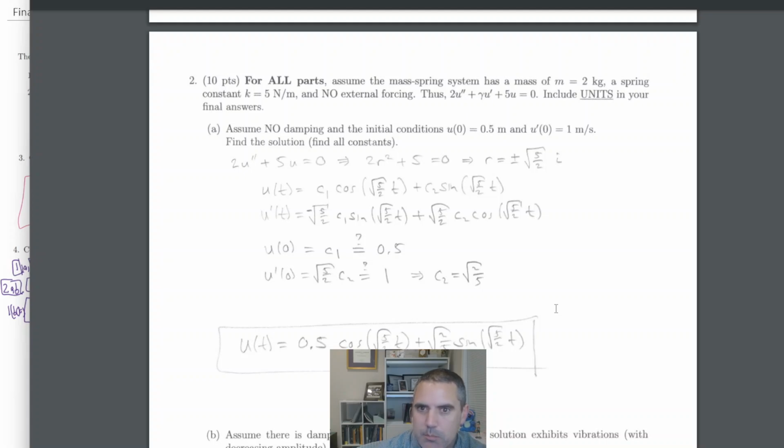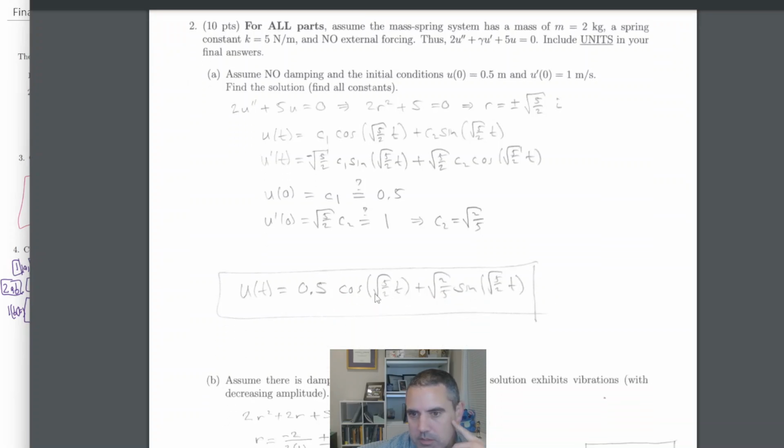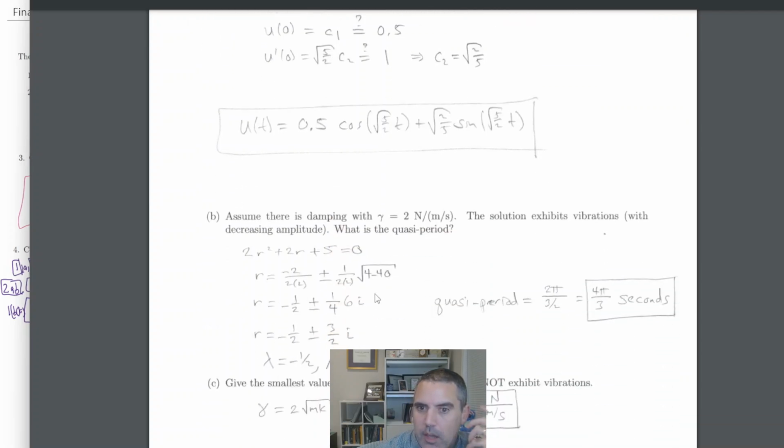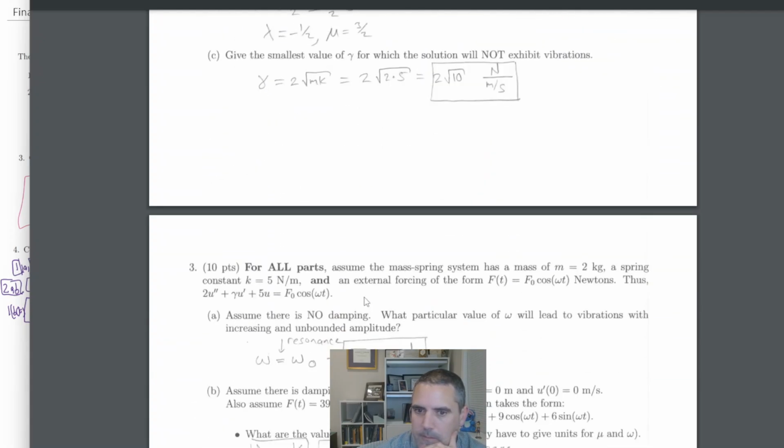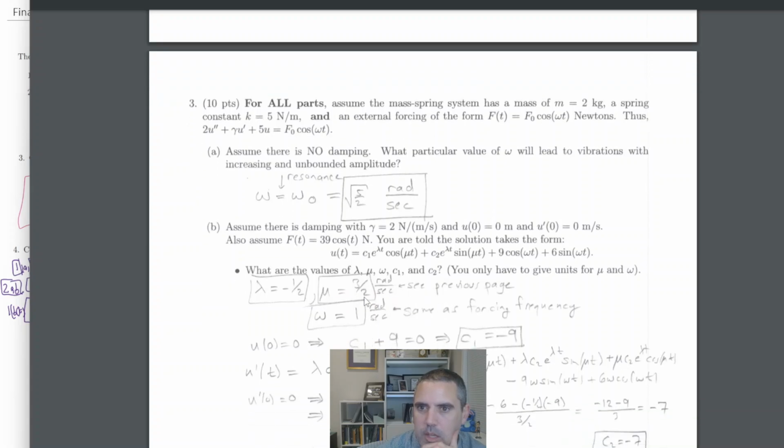Same thing on this one. Here we have one of these mass spring systems with no damping, which tells me a lot. And then we can solve and interpret. Here we have one with damping. What's the quasi period? That would require you to know a bit of the formulas and interpret. Here we have a mass spring system with an external forcing. So it looks like this. Assume there's no damping and you're trying to get resonance. So I talk about that a little bit.